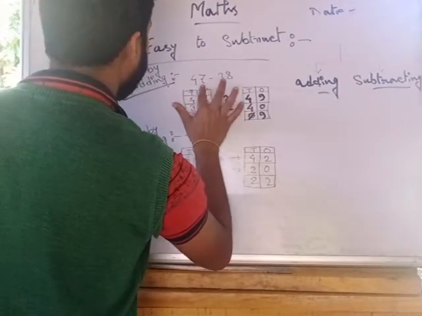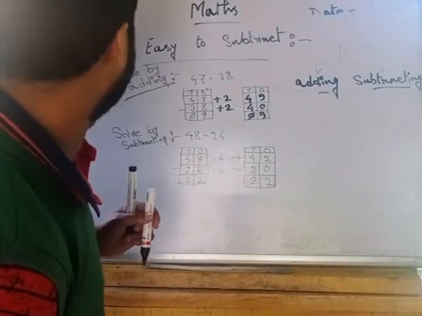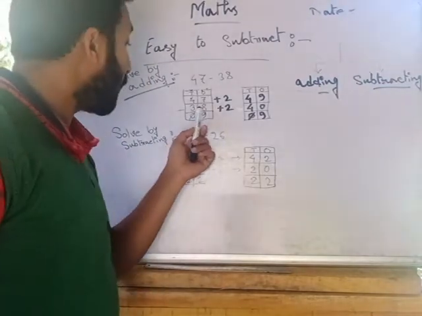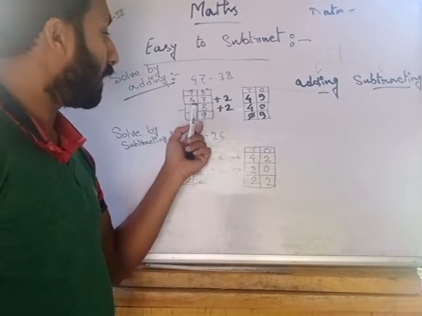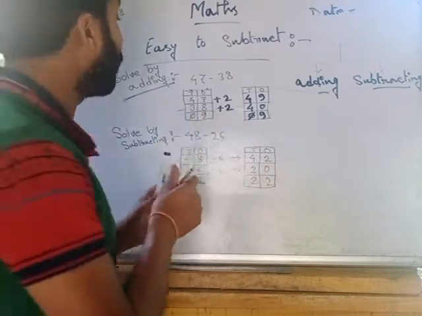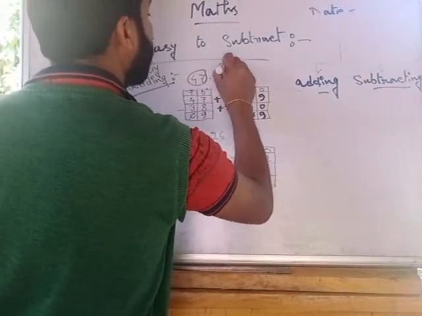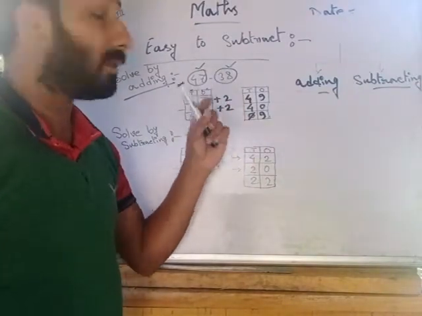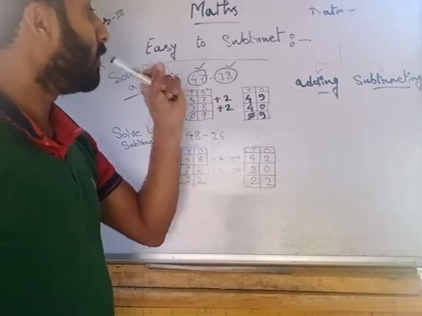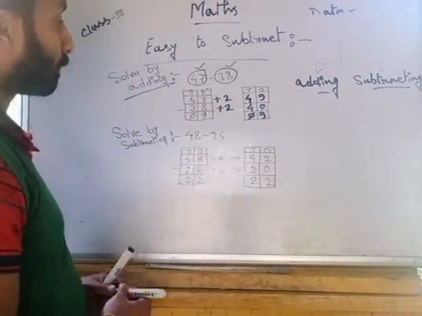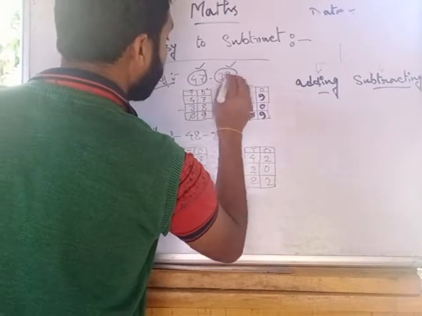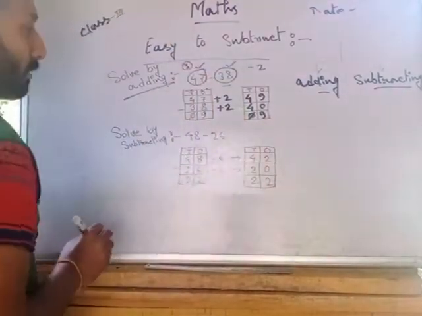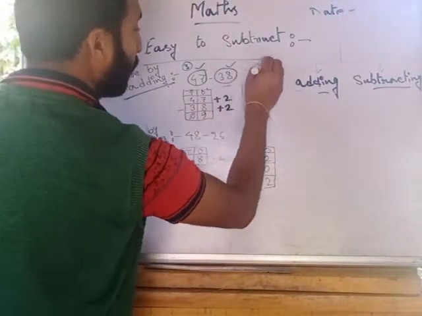the easy subtracting method, solve by adding. How to solve it? At first you will find out which number is the nearest to the 10. This number or this number? Which number is nearest to the 10 multiple? This number getting back 2 and this number getting back 3. Okay, so it is easy.